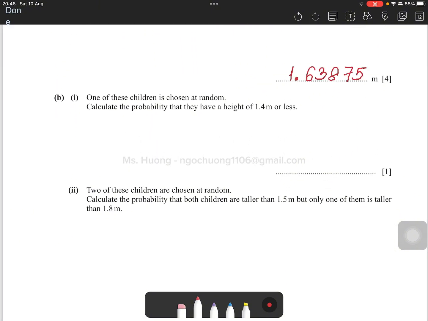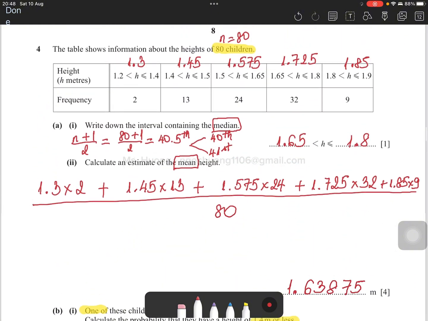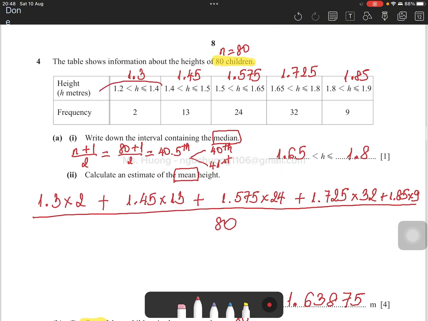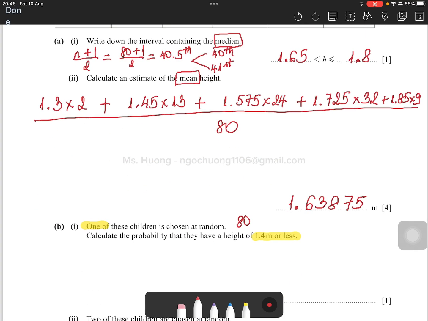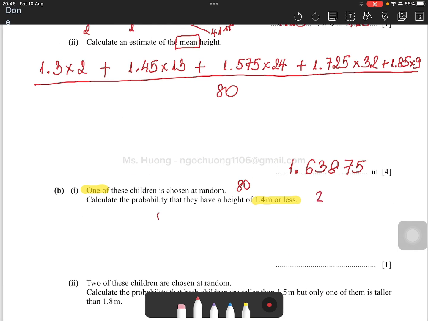B. One of these children is chosen at random. Calculate the probability that they have a height of 1.4 meters or less. So you know that there are 80 children in total. And how many children have a height of 1.4 meters or less? 1.4 meters or less is here. Only 2 children. So the probability is 2 out of 80, which means 1/40.